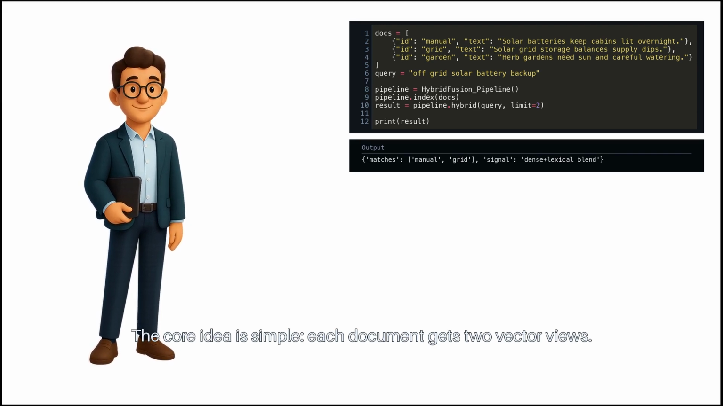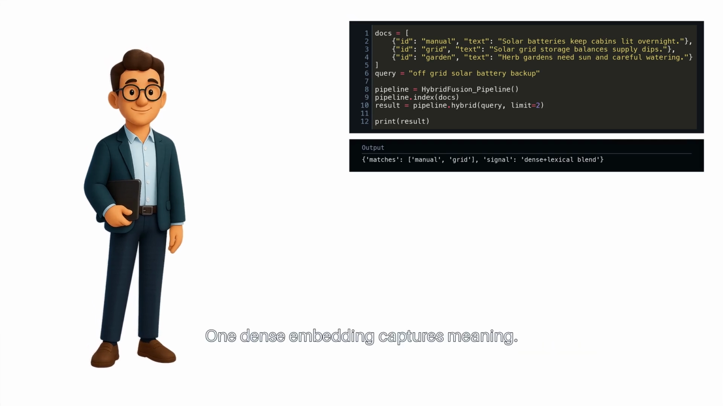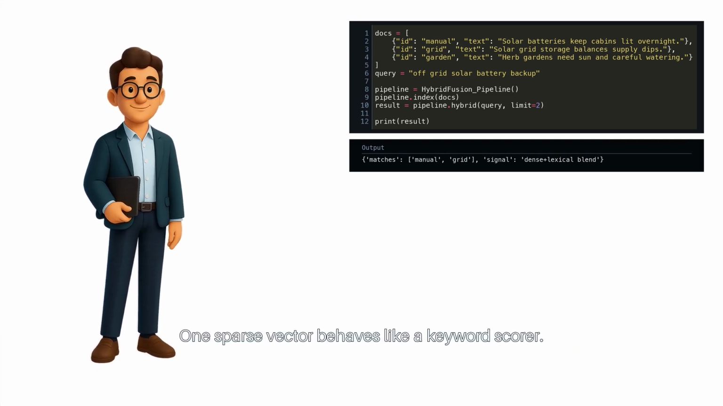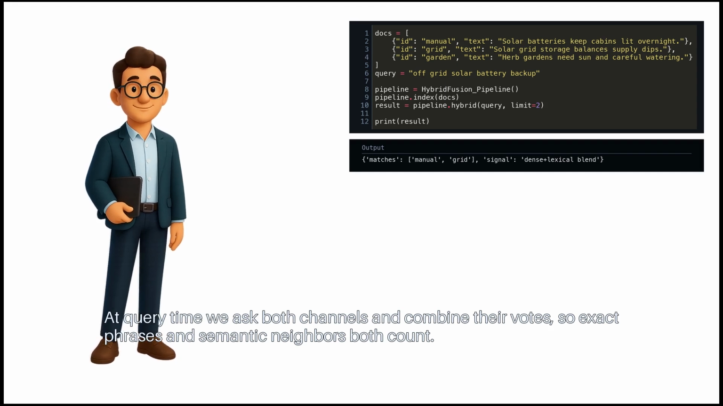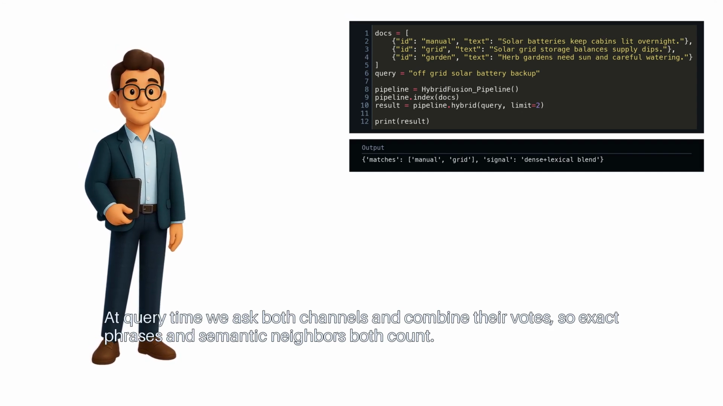Each document gets two vector views. One dense embedding captures meaning. One sparse vector behaves like a keyword scorer. At query time, we ask both channels and combine their votes, so exact phrases and semantic neighbors both count.